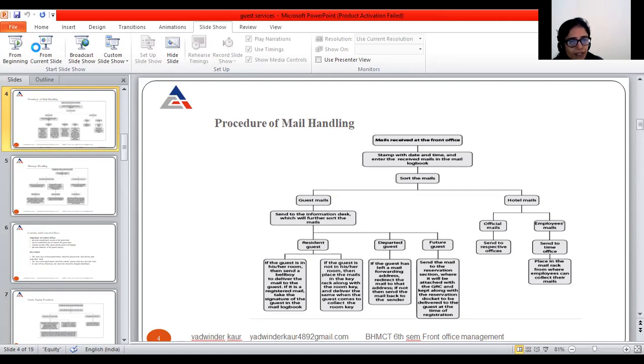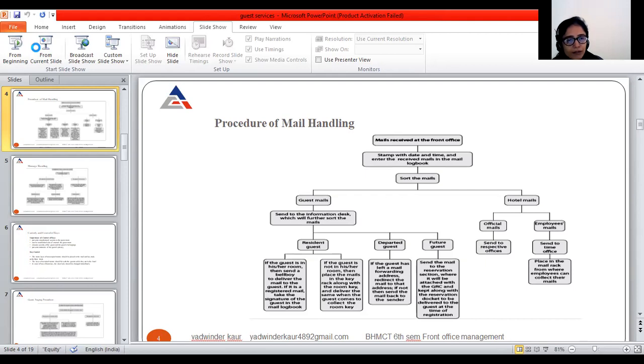So the other point is hotel mails. One is guest mails, right? We have to sort the mails accordingly. One is guest mail, one is hotel mail. The guest mails also we have to sort into future booking, departed guest, or resident guest, right? In three parts we have to divide the mail. Mail handling.